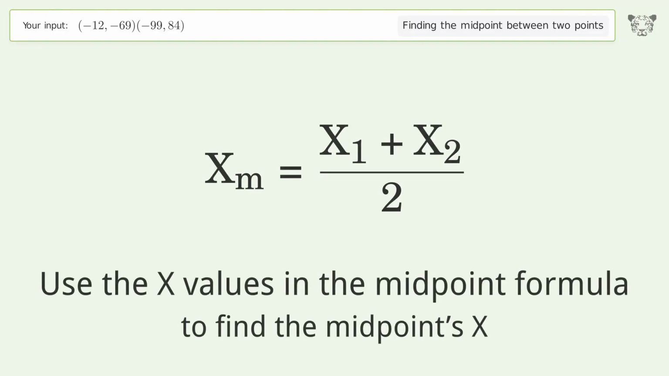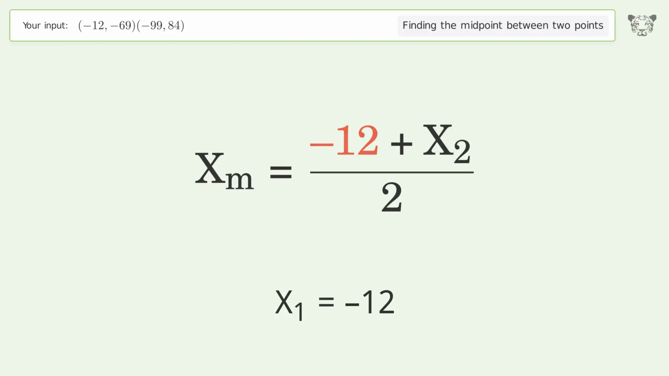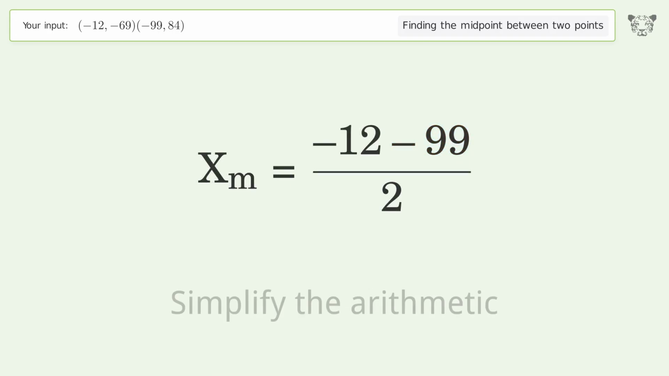Use the x values in the midpoint formula to find the midpoint's x. x1 equals negative 12. x2 equals negative 99. Simplify the arithmetic.